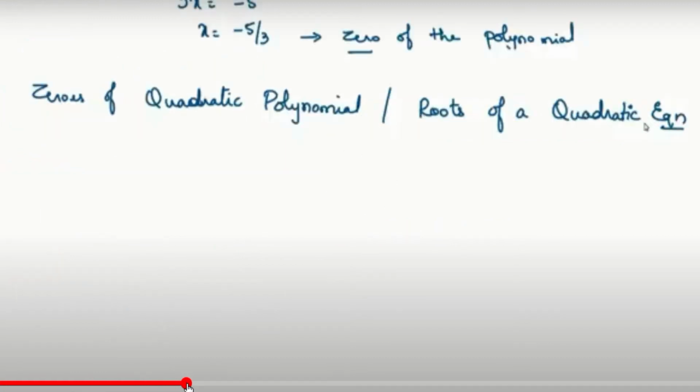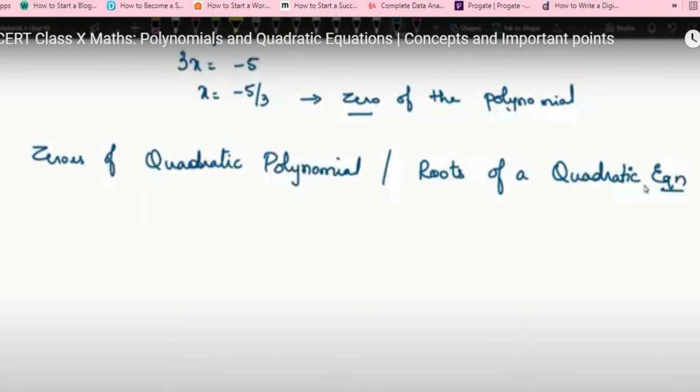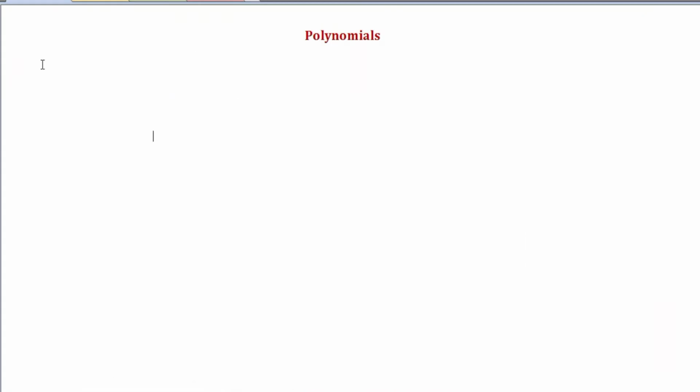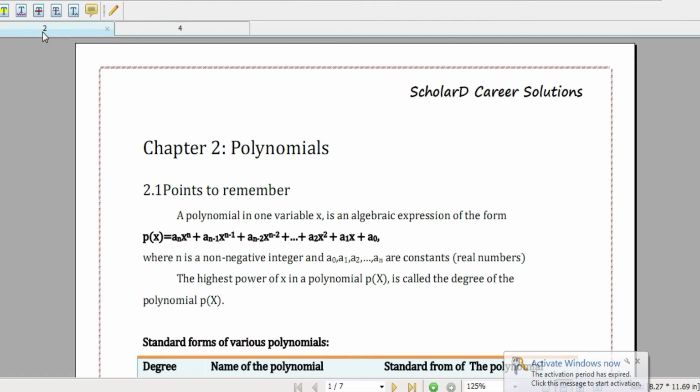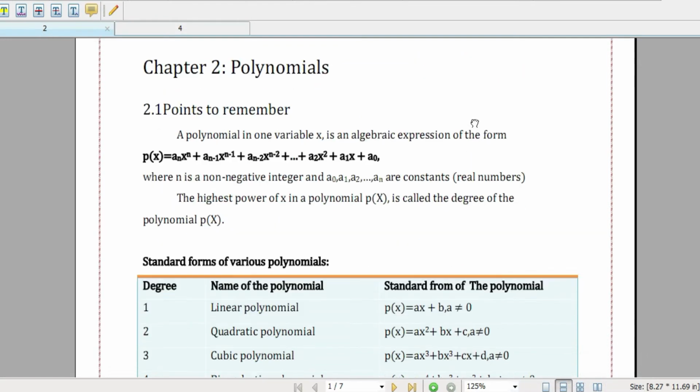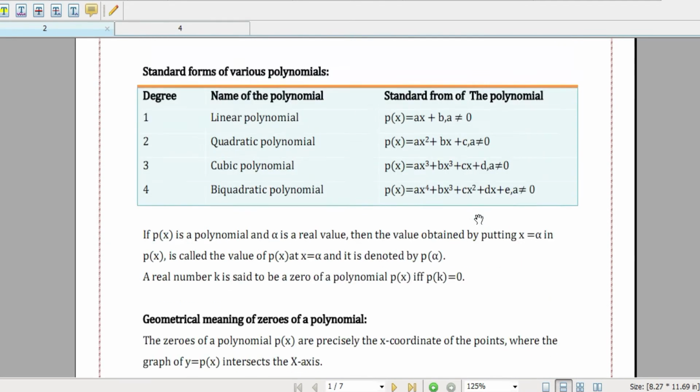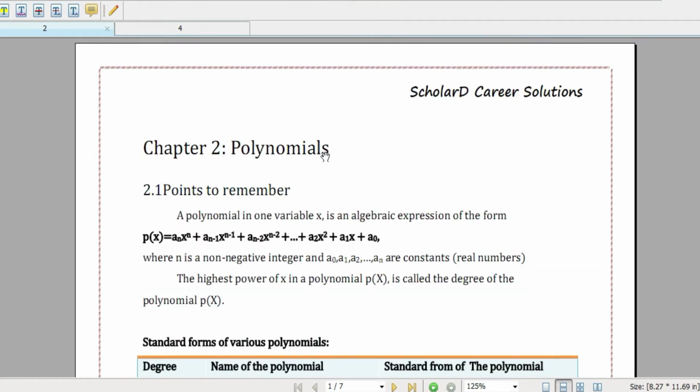Okay, in today's class, we will solve questions from these two chapters which were asked in previous year's question papers. I have already shared these two notes with you. I've given the polynomials chapter notes, and it has all the important points, formulas, and certain example problems.